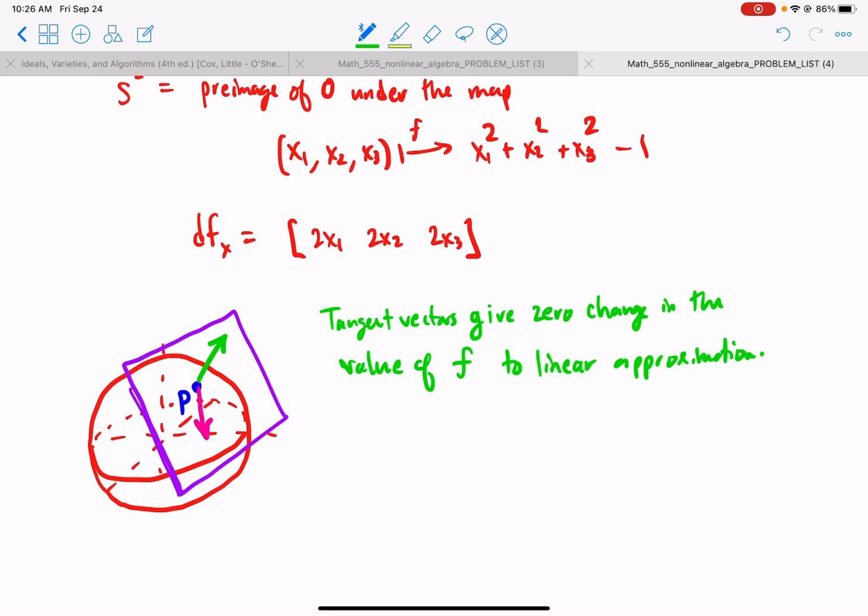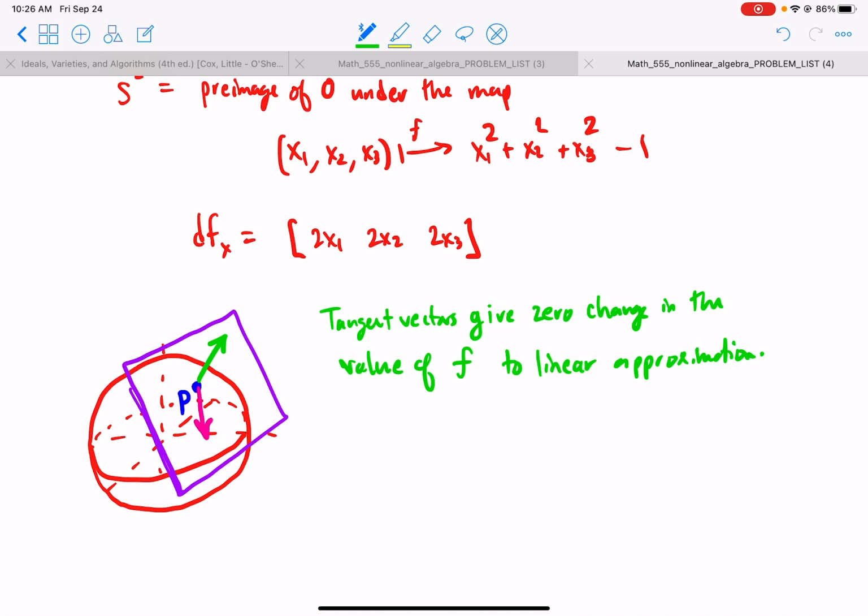Yeah, so you're right. If you move away, you're definitely going to be off the sphere. But at that point P, any tangent vector that comes off that point is going to be pretty much the same. To linear approximation, the function f doesn't change its value, and that's why it's a tangent vector. As opposed to if you move directly towards the interior of the ball, or directly away from the center of the ball, then the function's value will change rapidly.